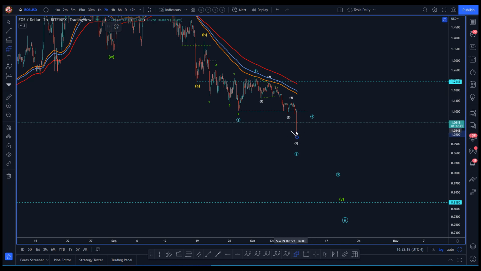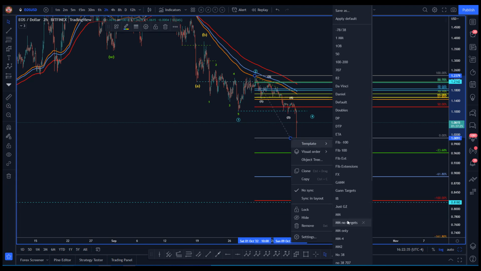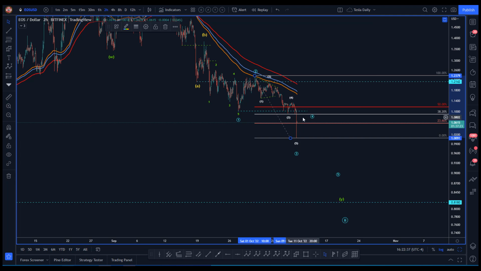Now, first, we can't even confirm for sure that the three is in, but if we start working backwards, well, of course, we've got to pay attention to any overlap here. So I'd be mindful of that. If this is the two, and if that is the three, which we cannot say, where's wave four here? We're certainly going to be mindful of that. You'd like to see this structure here, that wave three, hold it.